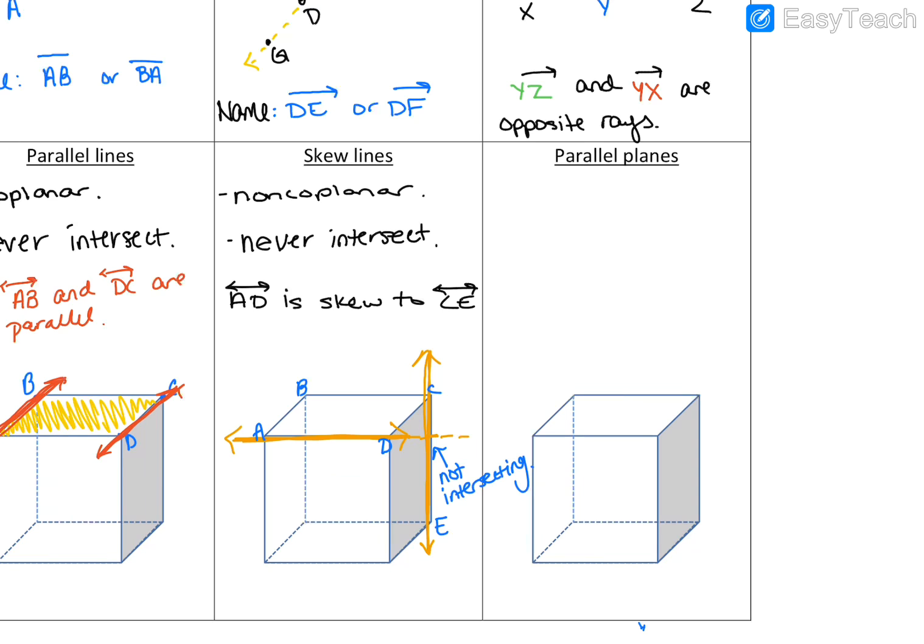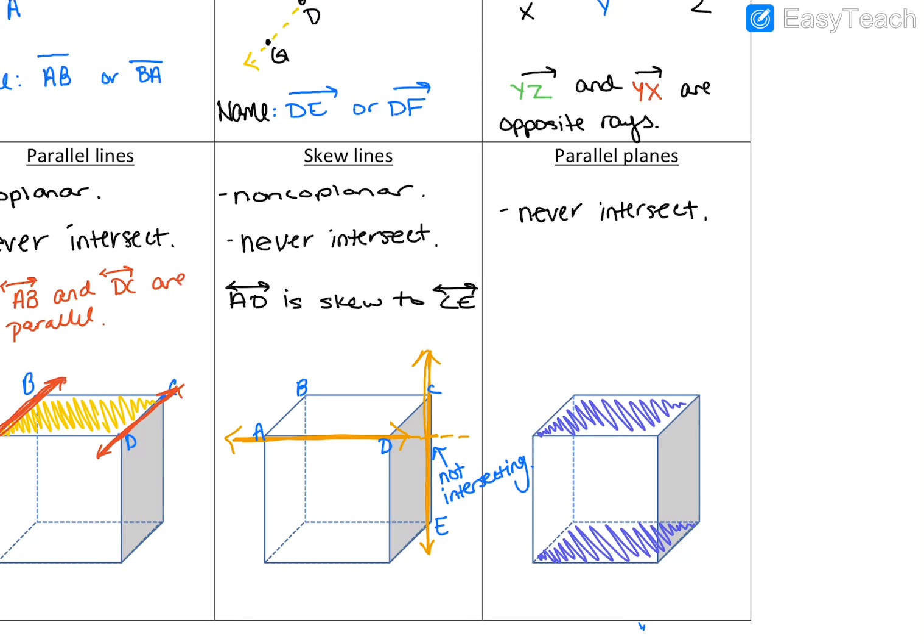There is also parallel planes. Parallel planes are just planes that never intersect. There's nothing about coplanar or non-coplanar in this definition because we're talking about planes themselves. So, for example, we can just draw this in. This top plane will be parallel to the bottom plane. Even if these planes were to extend forever in all directions, they would never intersect.